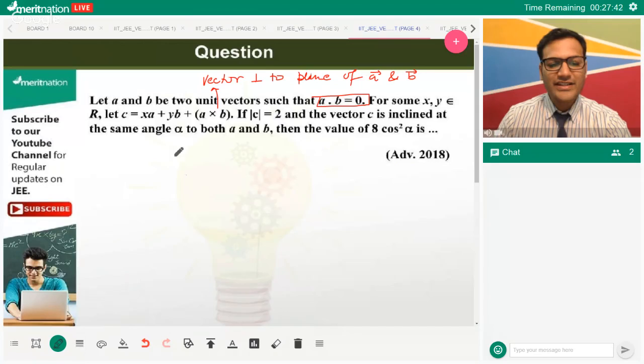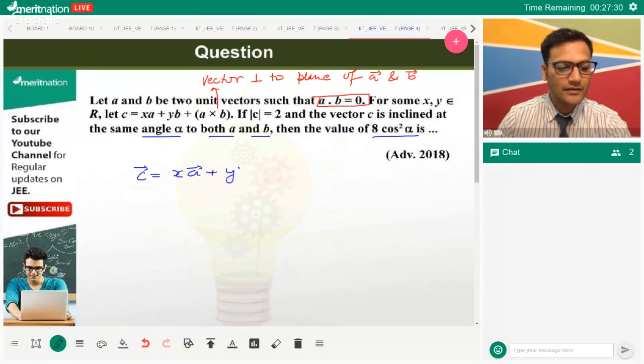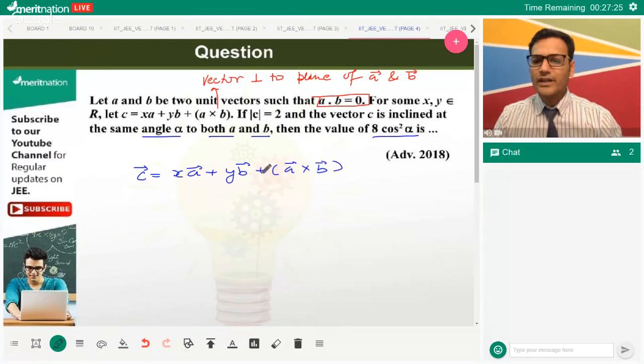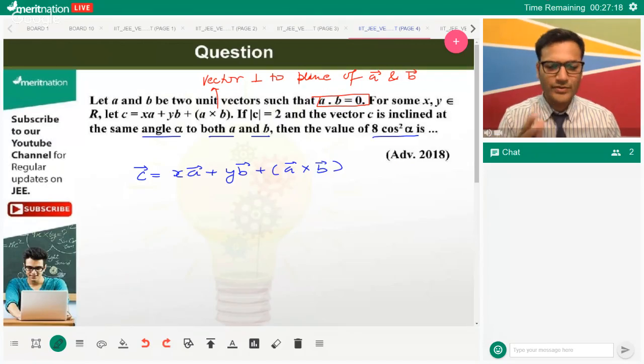So now the question is asking for 8 cos square alpha. Alpha is the angle between A and C, and between B and C. So what we know is vector C is x A plus y B plus A cross B. Over here, what we can very easily identify is that A and B are at 90 degrees, since A dot B is equal to 0. And A and B are unit vectors. So we can figure out what A dot C and B dot C are.